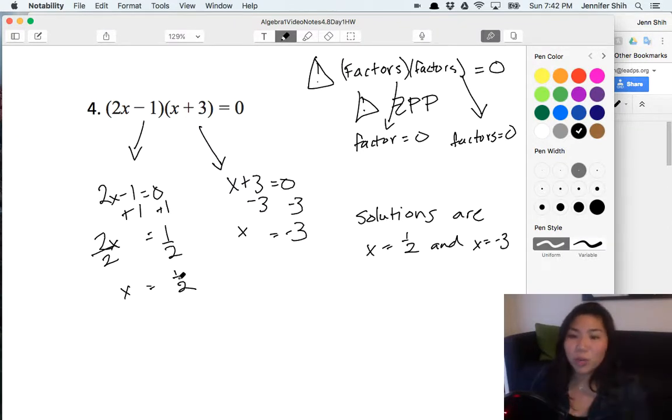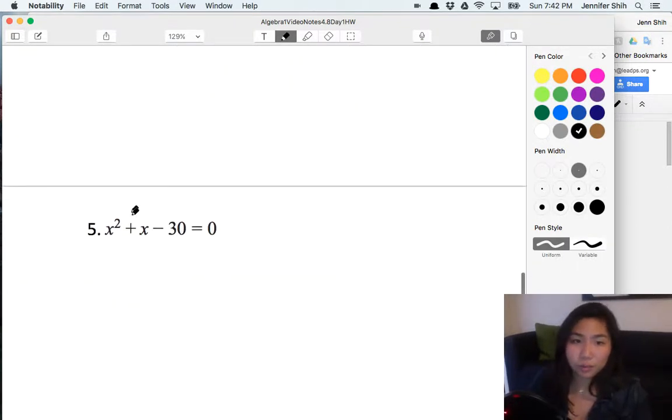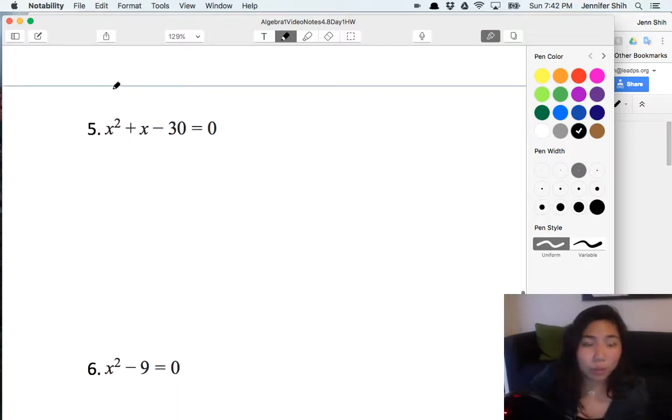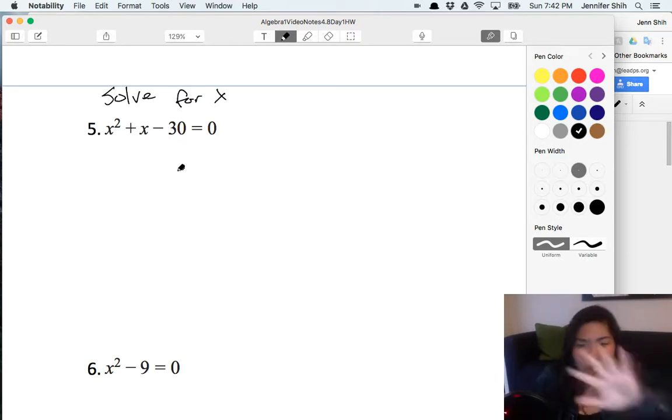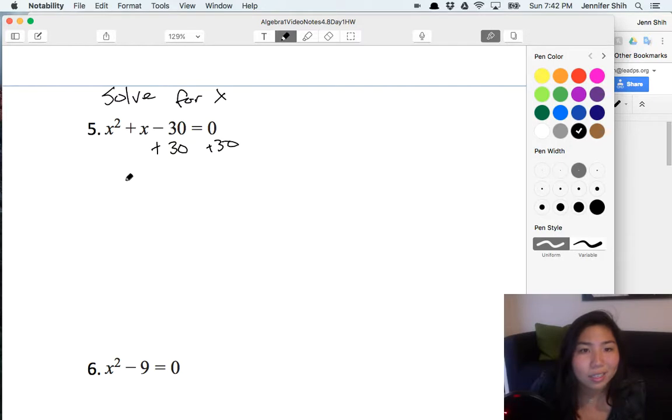Let's try a couple more that look a little different. Okay. Example number 5 and 6. The instructions are solve for x. And you look at this and you're like, how do I solve this? Don't copy this next part down. Sometimes I see students, when you forget to factor and use zero product property, you'll do something like this. And then you're like confused because you don't know how to solve this.